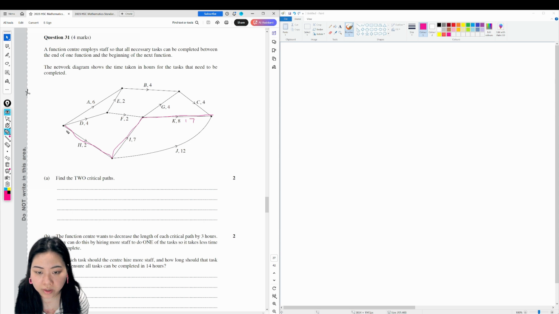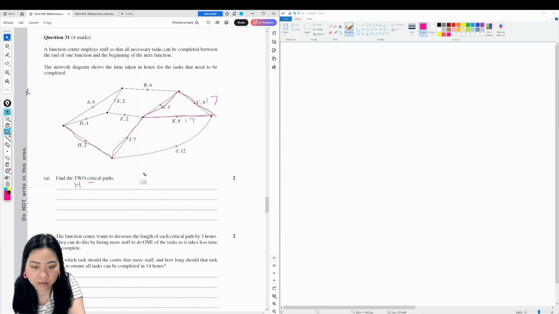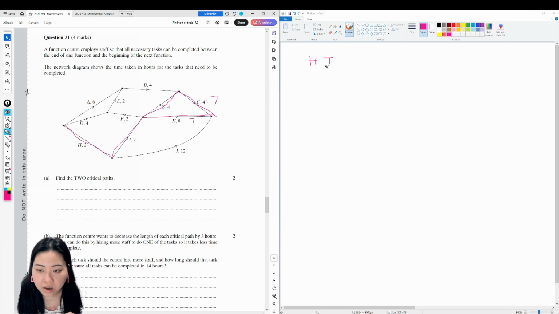Oh, it would go that way. 2, 9, 13, 17. And that way as well. That's also 17. All the rest are 14. So the 2 critical paths are, therefore, H, I, G, C, and H, I, K. That's A.